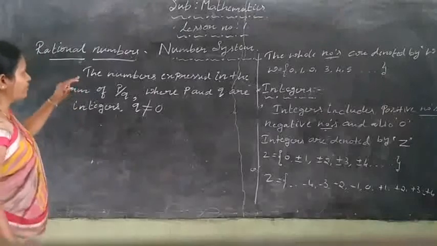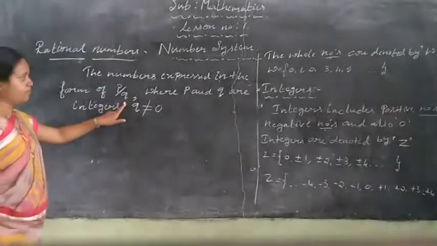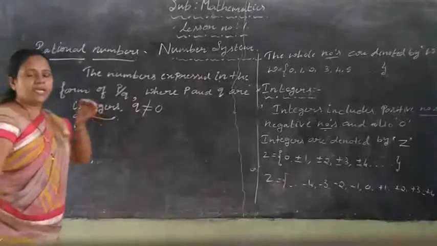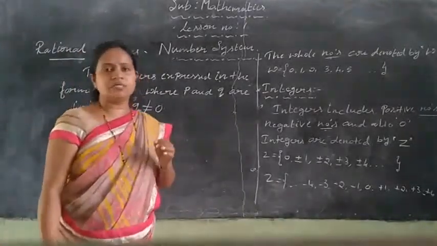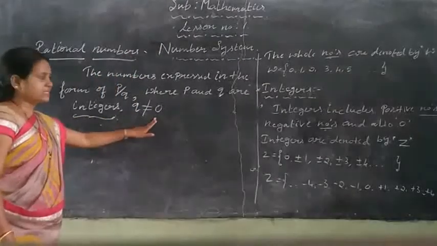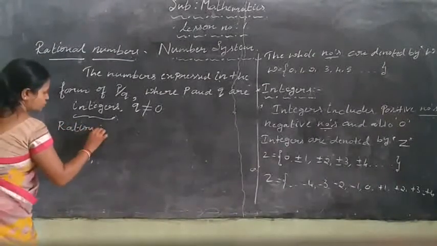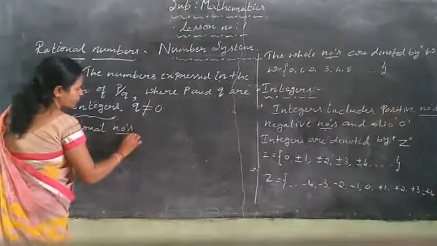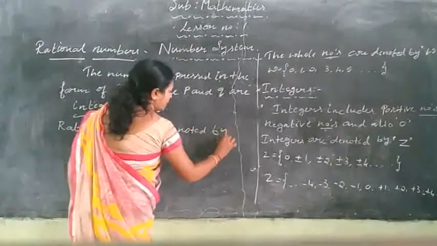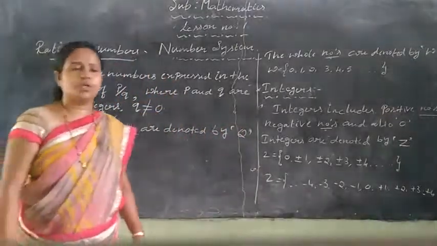Understood? So, see the definition once again. The numbers expressed in the form of P by Q, where P and Q are integers. Integers means, children, you know that there will be positive numbers, negative numbers as well as 0, isn't it? And Q should not be equal to 0. Now, rational numbers are denoted by a capital letter Q, children. Rational numbers are denoted by capital letter Q.